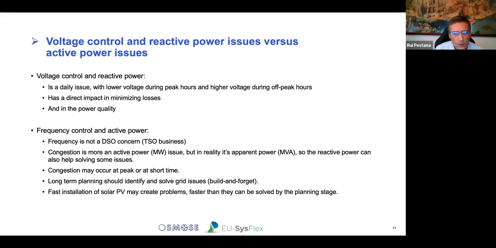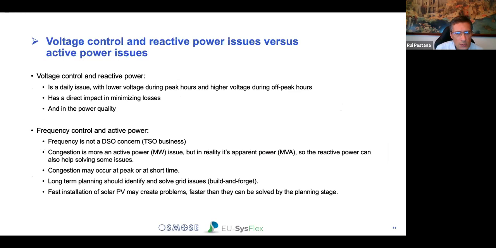So regarding the active and the reactive, why do we target mainly the reactive power? Because it's a daily issue, okay? We have lower voltage during peak hours and higher voltages during off-peak hours. So this is really a challenge every day if you are a transmission or distribution system operator.